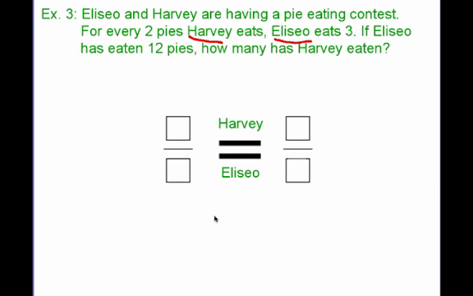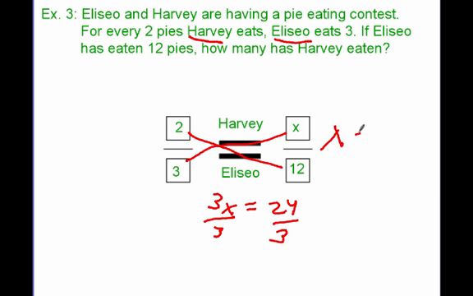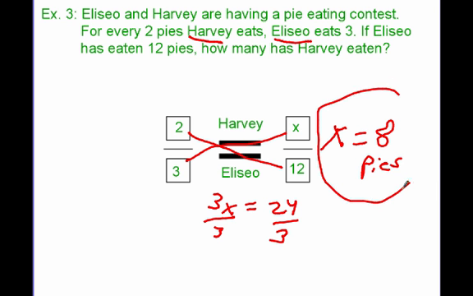Now we need to set up our fractions. It says for every 2 pies Harvey eats, Alicio eats 3, so 2 for Harvey is 3 for Alicio. Then it tells us Alicio has eaten 12 pies, so 12 goes with Alicio. How many has Harvey eaten? We don't know, so it's an x. So we set up our fraction, 2/3 equals x over 12. I'm going to solve by cross multiplying again. 2 times 12 is 24, and x times 3 is 3x. So we get 3x equals 24. Divide both sides by 3, and we end up with x equals 8 pies. So Harvey eats 8 pies to Alicio's 12.